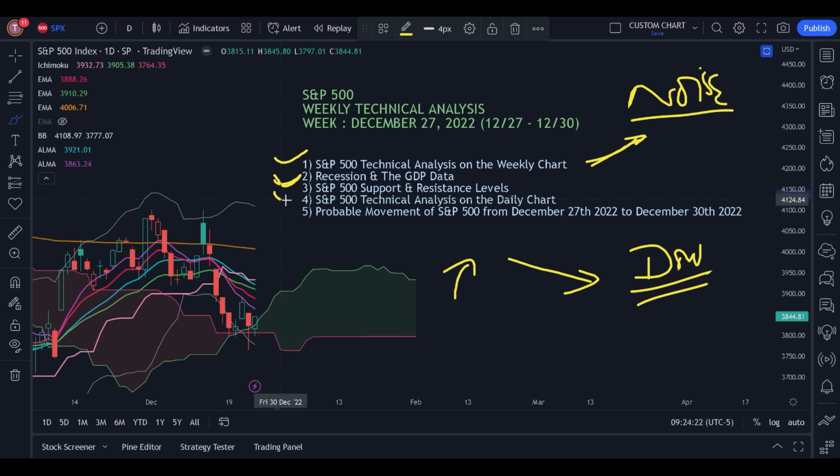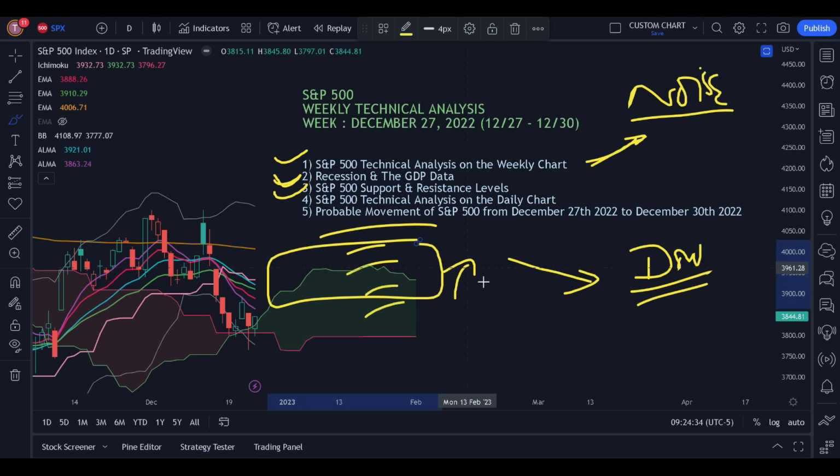Now guys, then comes point number 3. In point number 3, I will talk about the S&P 500 support and resistance levels. I will give you the probable resistance levels and the support levels, and also I will give you this particular zone.